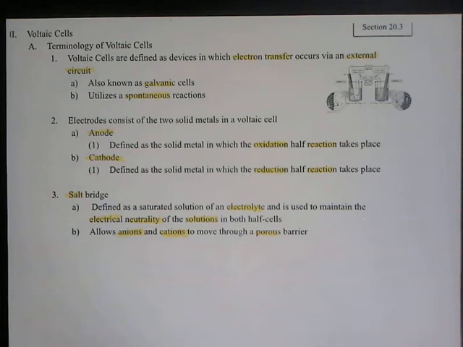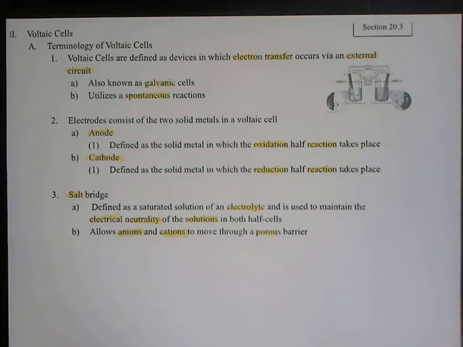Now, I'm just going to briefly go over these, but these are some terms we also need to know. The anode is defined as the solid metal in which the oxidation half reaction takes place, whereas the cathode is defined as the solid metal in which the reduction half reaction takes place. And then we have this third term down here, a salt bridge, and it's just defined as a saturated solution of electrolyte and is used to maintain the electrical neutrality of the solutions in both half cells.